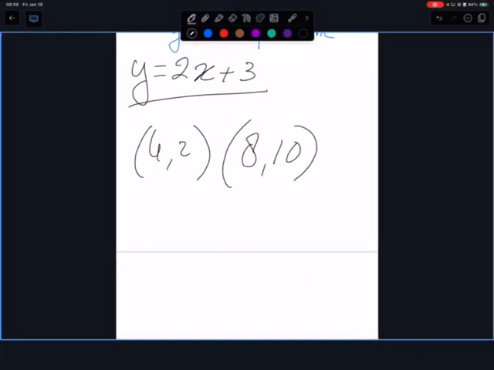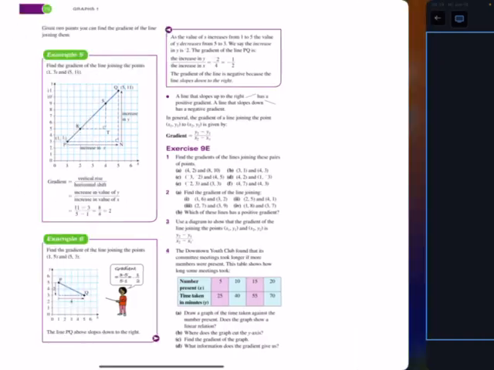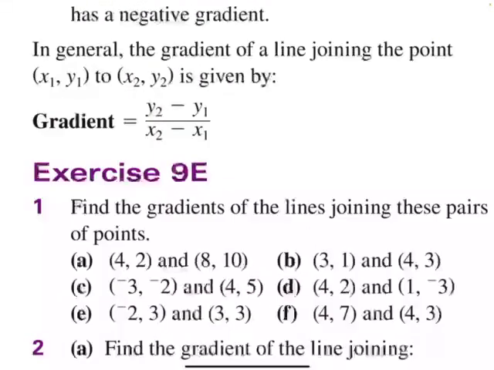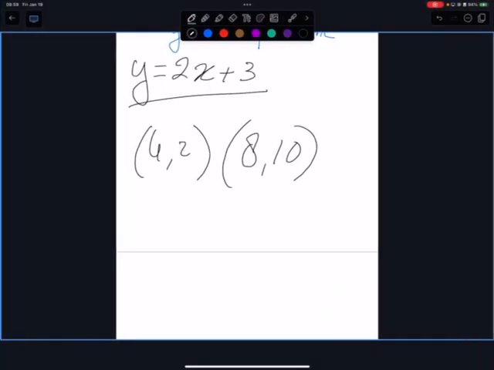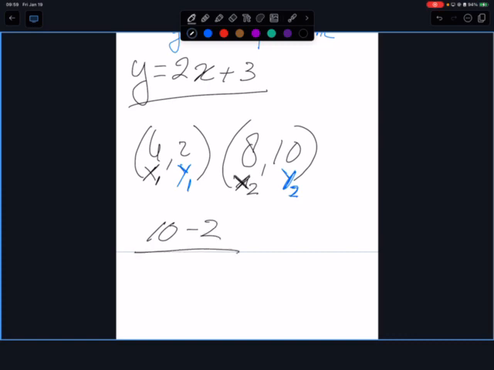No. Y subtract Y. The formula is in the book. Here. Y minus Y, X minus X. X1, X2, Y1, Y2. Correct.